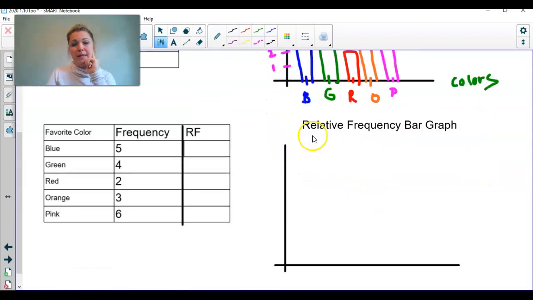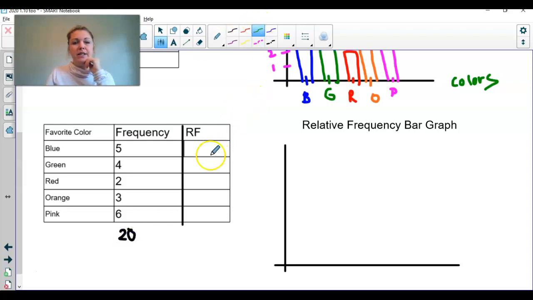So with that being said, let's talk about a relative frequency bar graph. To make that, I need a new column on my frequency table, and I need to find the relative frequency. So what I need to do first is add up the frequency. So 5 plus 4 plus 2 plus 3 plus 6 gives us 20.